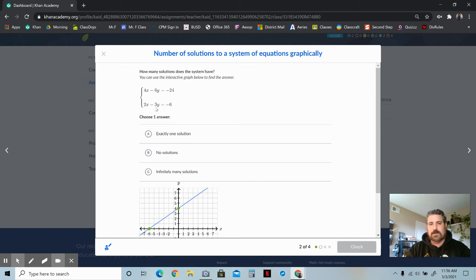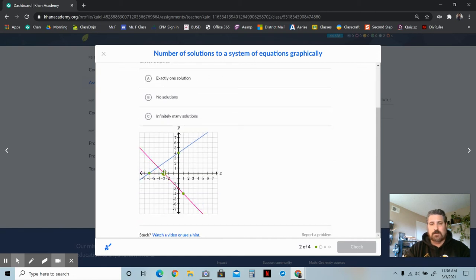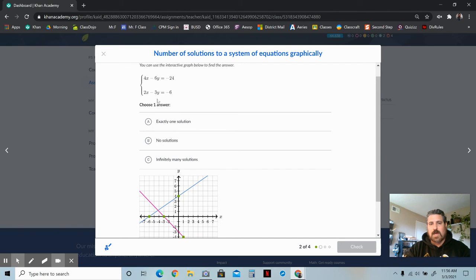The other line is 2x minus 3y equals negative 6. The x-intercept is where y is 0, so that's 2x equals negative 6, which is negative 6 divided by 2, which is negative 3. So our x-intercept for this one is negative 3. And our y-intercept is when x is 0, so it's negative 3y equals negative 6. Divide both sides by negative 3, and you get y equals positive 2, because negative 6 divided by negative 3 is positive 2. So the y-intercept for this one is positive 2.